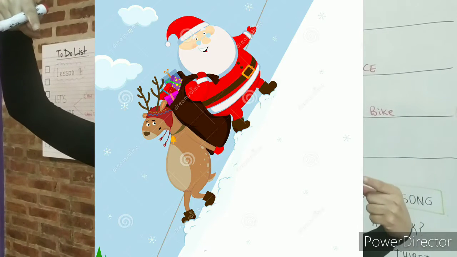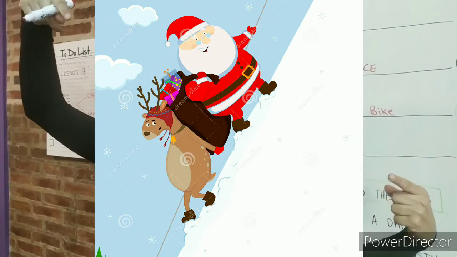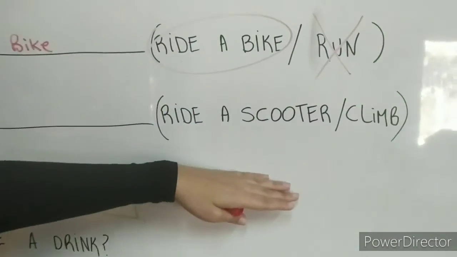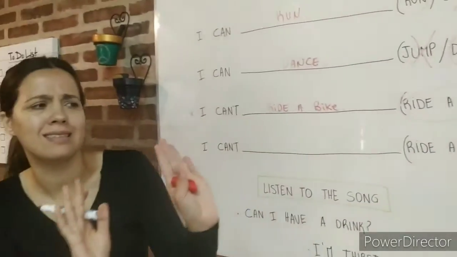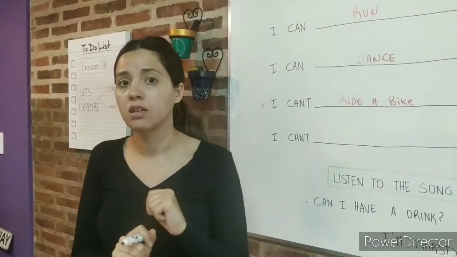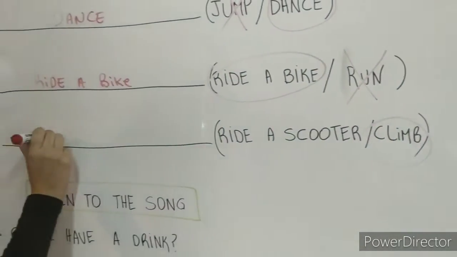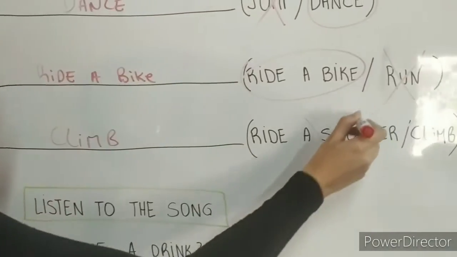A ver, ¿cómo decíamos cuando queremos trepar? ¿Cómo era? A ver. So, pay attention here. ¿Cómo era? ¿Ride a scooter? Yes, or climb? ¿Quién se acuerda? ¿Cuál era? A ver, ¿qué le pasa a Santa que necesita el reno que lo ayude? Porque no puede, ¿qué? I can't climb. Ok, climb. So, we are going to write climb here, and we are going to cross it out.